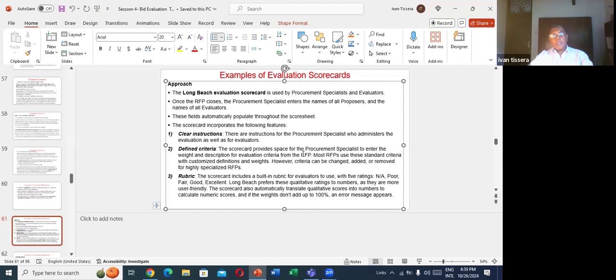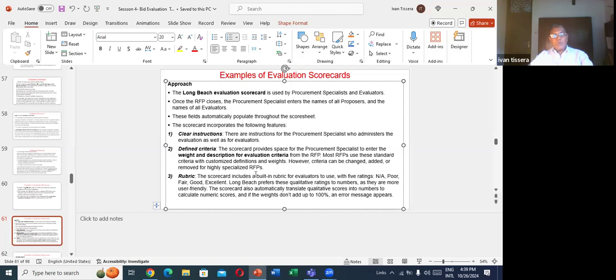space for procurement specialists to enter the weight and description for evaluation criteria from the RFP. Most RFPs use this standard criteria with customized definitions and weights. That is their customized evaluation method. However, criteria can be changed, added or removed for highly specialized cases. This is a general practice, but for specialized ones they can change it.